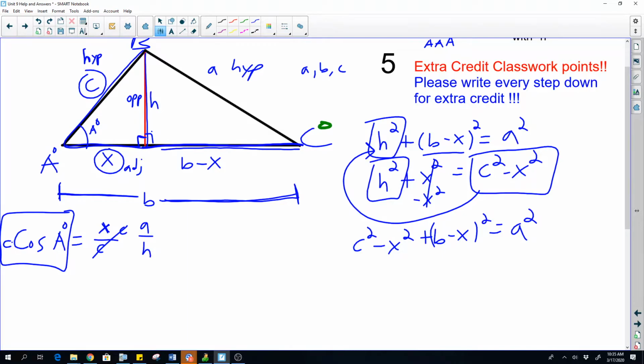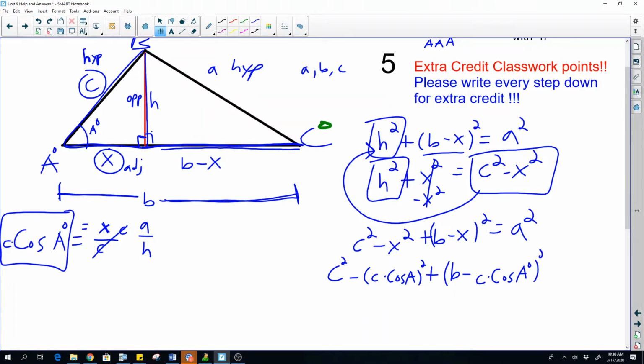So now wherever we see an x, we're going to plug that in. So here's c squared. Is this blowing your mind yet? So c squared is equal to x squared. Well, what do we know x is? x is little c times cosine of A, all squared, plus, and then we have b minus x all squared, which is going to be b minus, and then x is equal to what again? x is equal to c cosine A. So we're going to do little c times big cosine of angle A, all squared.